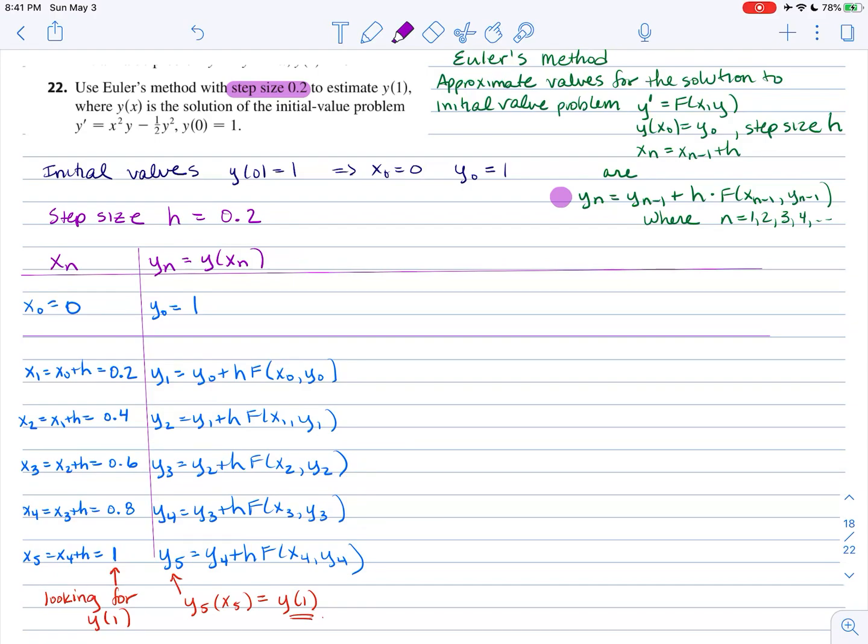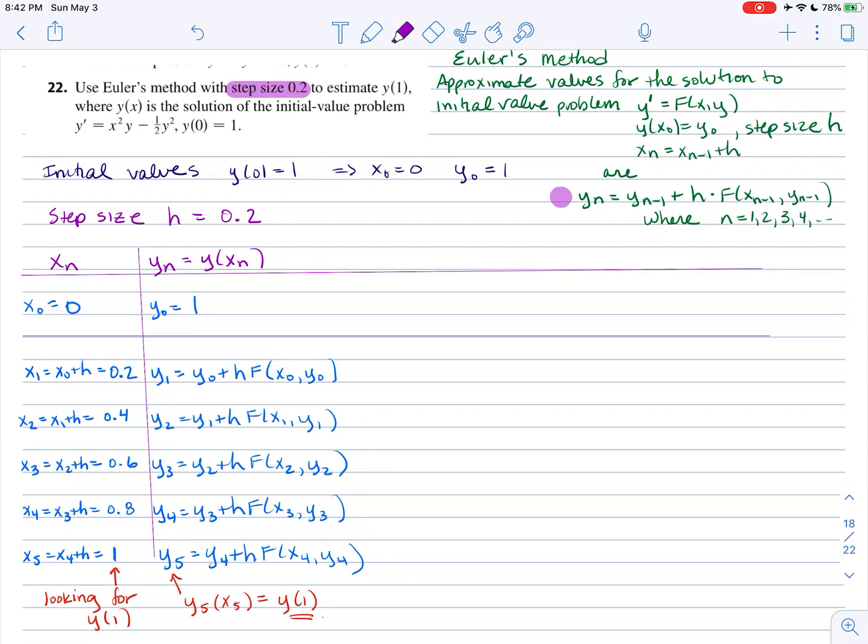And y sub 1, just using that formula up above in Euler's method, is y sub 0 plus h times the derivative evaluated at x sub 0, y sub 0. y sub 2 is going to be y sub 1 plus h times the derivative evaluated at x1, y1. And y sub 3 is y2 plus h times f of x2, y2. And y sub 4, and so on.